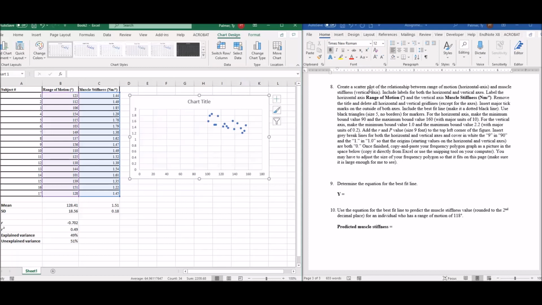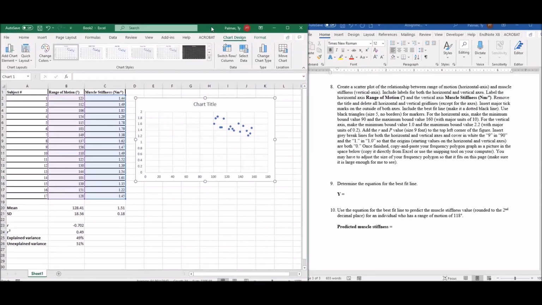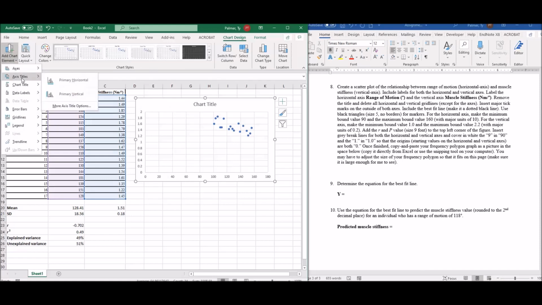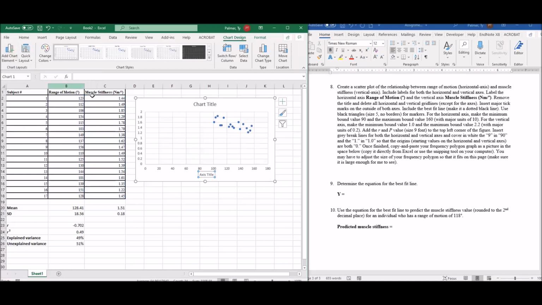Okay, it says include labels for both the horizontal and vertical axes. All right, so we've got our range of motion on our horizontal axis. Let's include a label for this. In order to do that, very similar to what we've done in previous how-to videos, all you have to do is highlight the graph like I've done here where the border is around it. Go to Add Chart Element, go to Axis Title, go to Primary Horizontal, and then that's where we're going to type in our axis title.